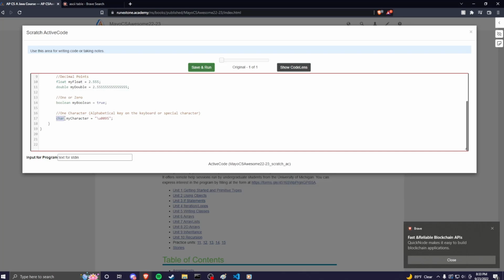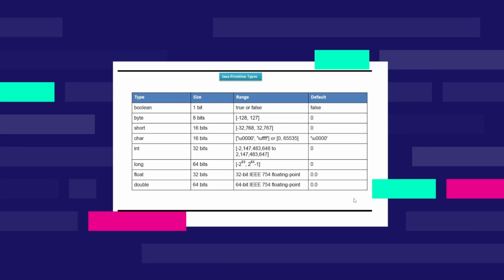And then you have the char, which is used to store one character, and it's not really that widely used, but it's important to understand that all of your characters are going to be stored like this. They're going to be stored in the ASCII format, meaning that there's a number that correlates to each character on your keyboard.